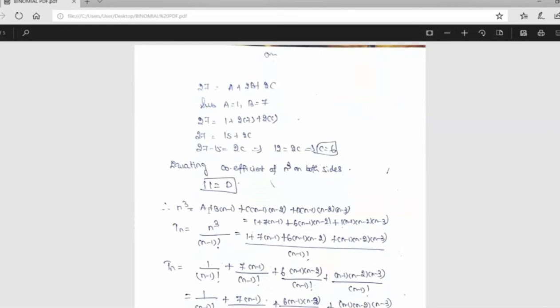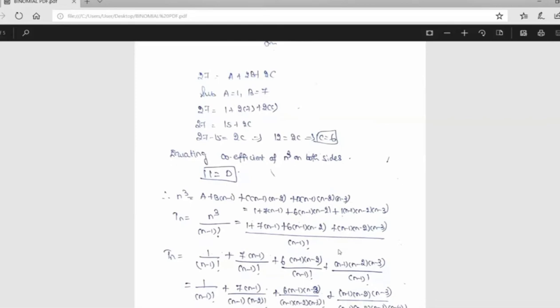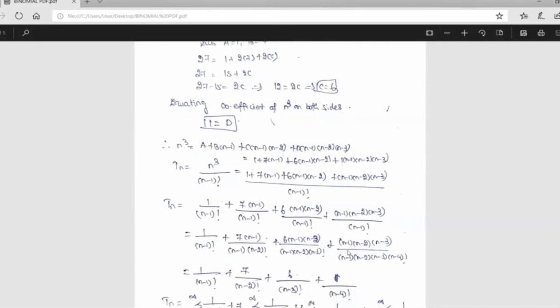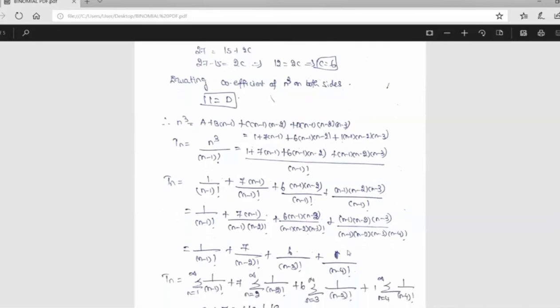So you have got the values for a, b, c, d. All those things we have to substitute in our n cube first. n cube is nothing but a plus b into n minus 1 plus c into n minus 1, n minus 2, plus d term, where you have to substitute your a, b, c, d values. So you'll be getting Tn equal to n cube divided by n minus 1 factorial also. You just substitute it here and then divide by n minus 1 factorial individually. That is 1 by n minus 1 factorial plus 7 into n minus 1 by n minus 1 factorial plus 6 into n minus 1, n minus 2 by n minus 1 factorial plus the last term.